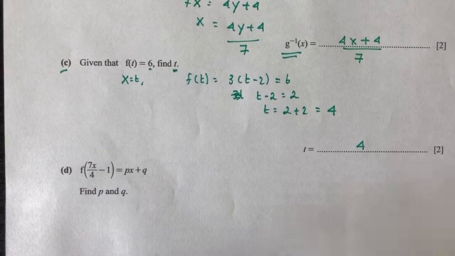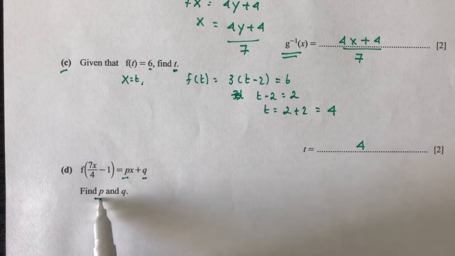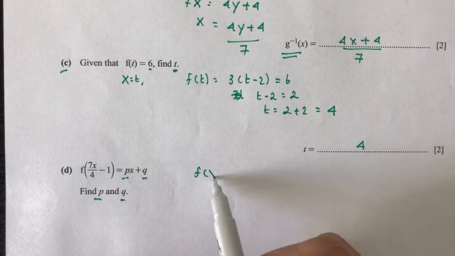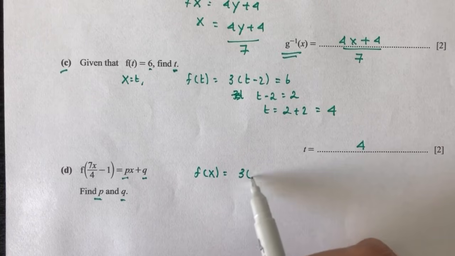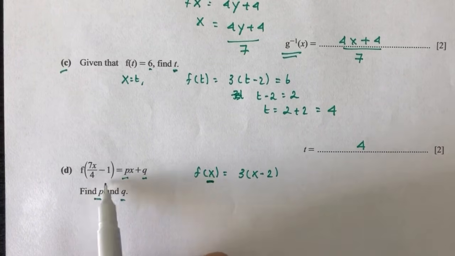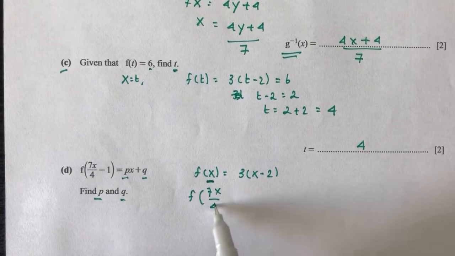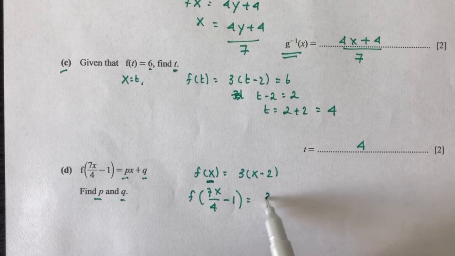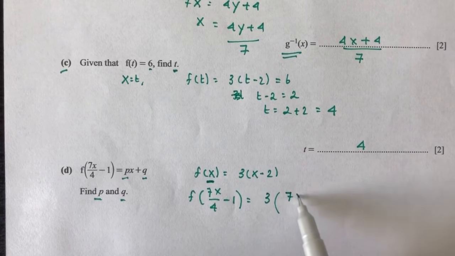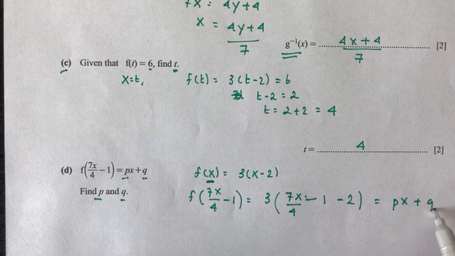Now the last part is f of this function equal to px plus q. Find the value of p and q. So we know that f of x equal to 3x minus 2. So now we have to replace x by this inside. So we have 3 times 7x over 4 minus 1 minus 2 equal to px plus q.